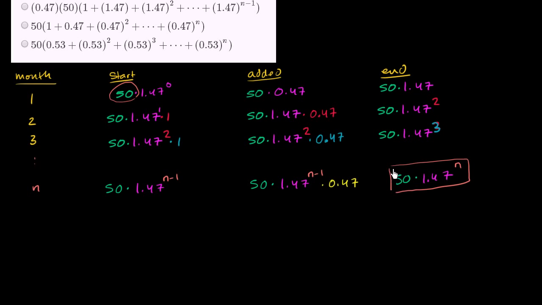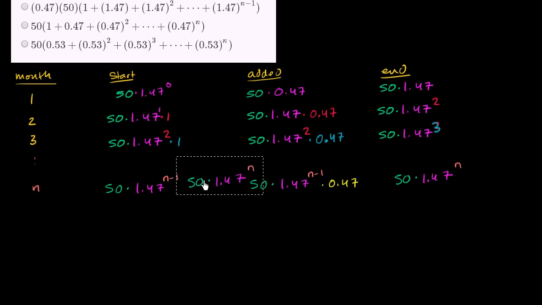So we finished with that much. So that's what we finished with, and we started with 50,000 users. So this is essentially how many we added through month n.